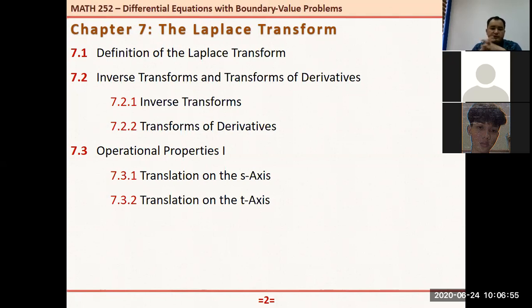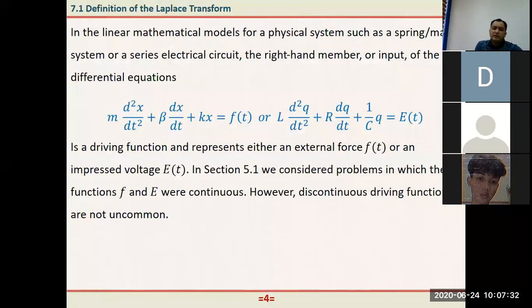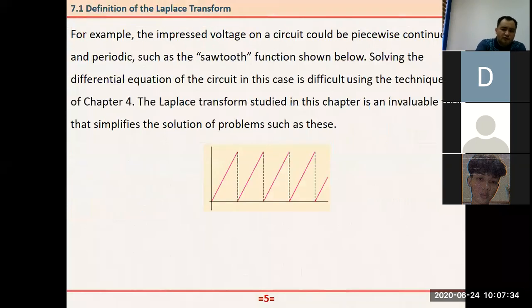We will start with the definition of the Laplace transform. After that, today, if we have time, we'll talk about inverse transforms and transforms of derivatives. Other things we will continue tomorrow: operational properties, the Dirac delta function, which if we have time we will study, otherwise you will study yourself, and systems of linear differential equations. That is what we have. So we will start with the definition of the Laplace transform.